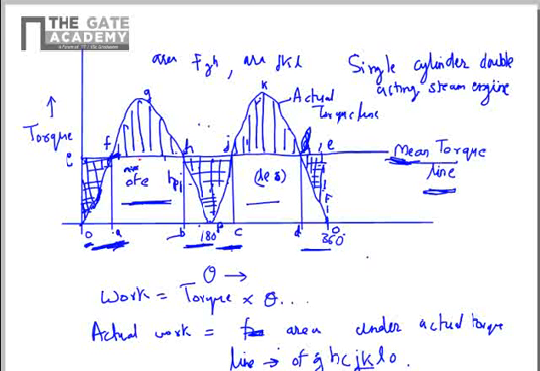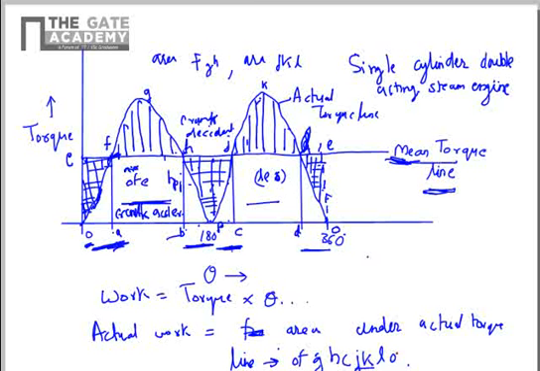So at that time there will be surplus torque on the crankshaft, and the crankshaft will accelerate. So we will write here: crank accelerates. And in the portion B to C, the real torque is below the mean torque. So here the crank will be subjected to a negative torque, and the crank will be decelerating.